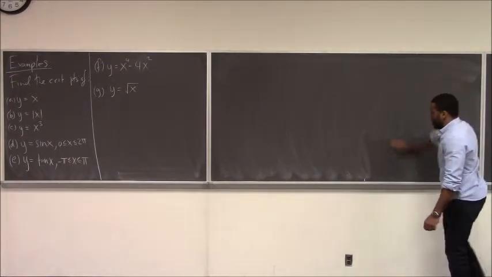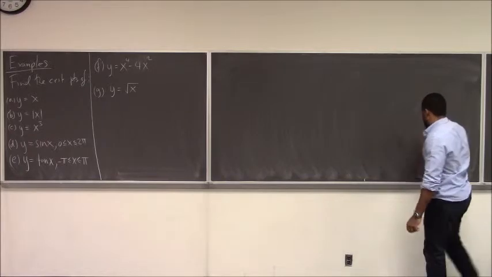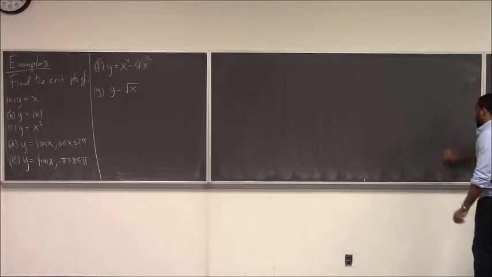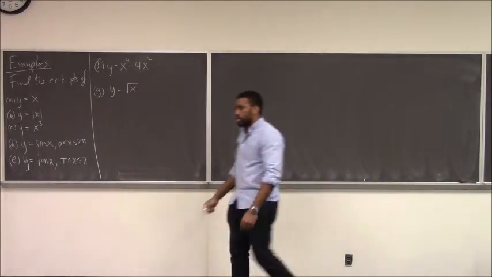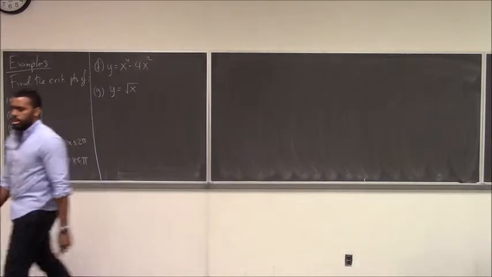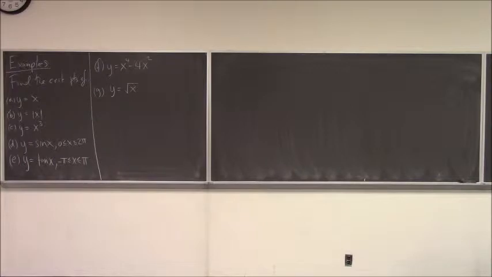At a later point, we'll talk about classifying critical points, but I won't do that here. Meaning, once you find a critical point, how do you figure out, is it a maximum or a minimum or neither of these? Okay, so we'll talk about that later. Right now, I just want you to know how to actually find them, how to locate them.